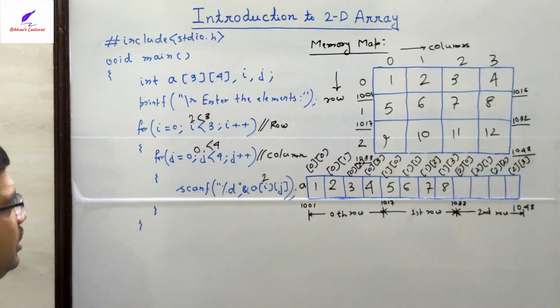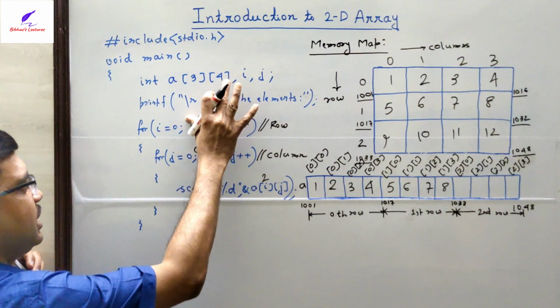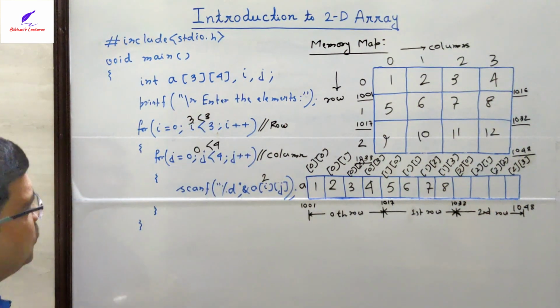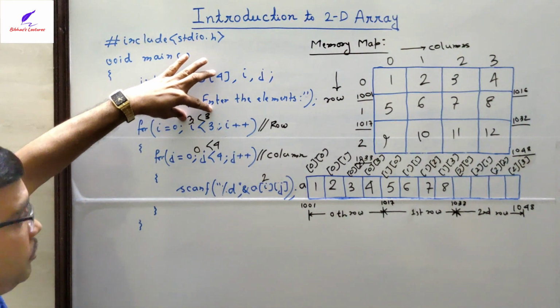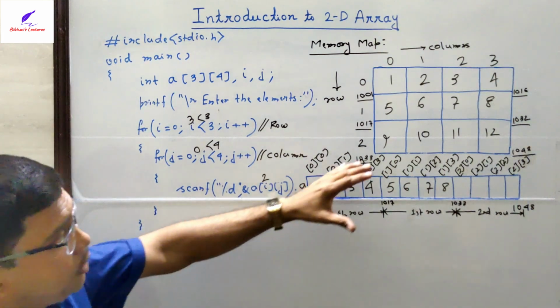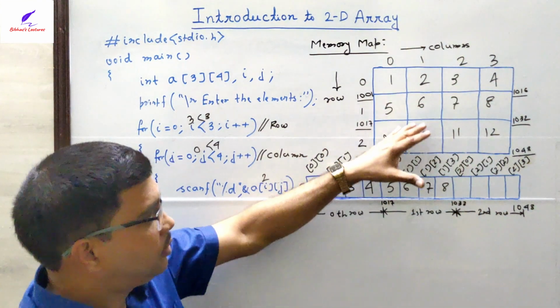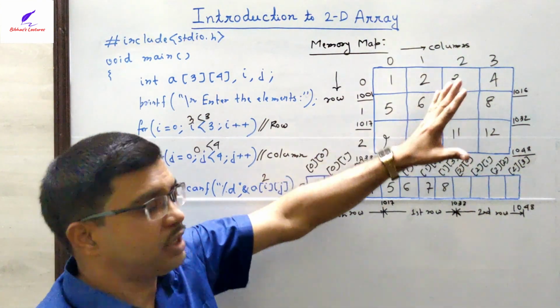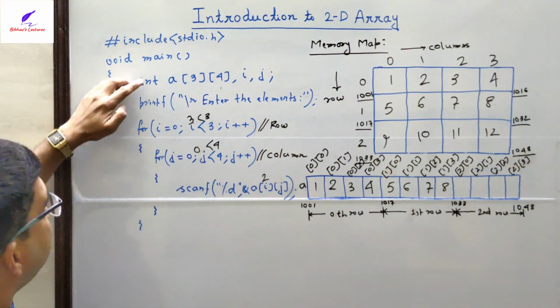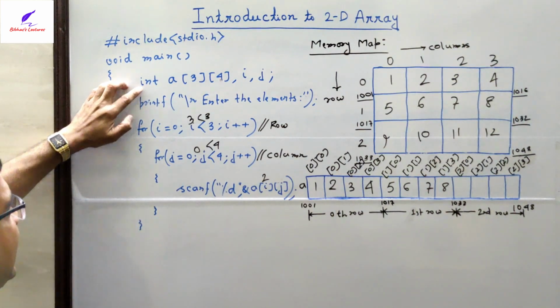So in this way it will take, and after taking the values for the last row, the i value will become 3, and 3 less than 3, the outer loop condition will become false. So that means we will be out of this outer loop. That means we have taken all the values in this 2D array, 12 elements. You can take any value, but you have to check that all the values are of integer type, because we have declared the array as integer.